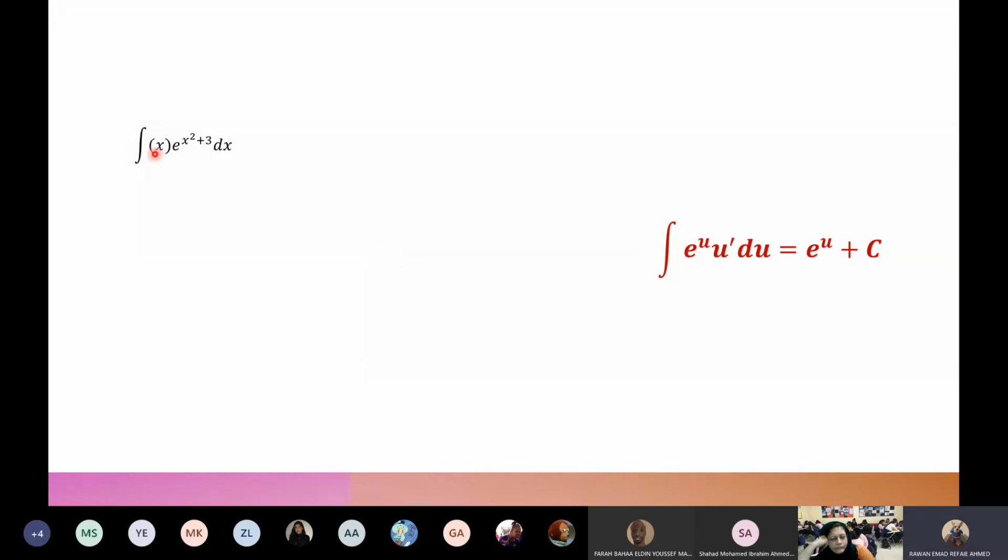Now let's solve some questions. We have the integral of x e to the power of x squared plus 3 dx. So first we need to identify our u, which is x squared plus 3.